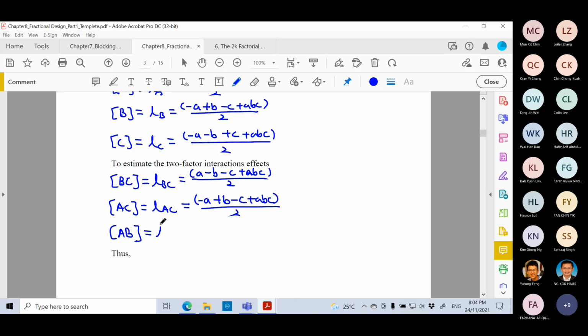So the AB will be equal to L for the AB. Okay, they will equal to minus A.